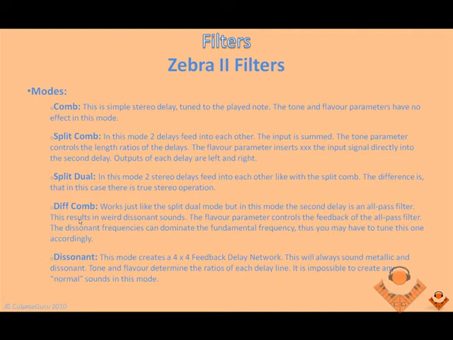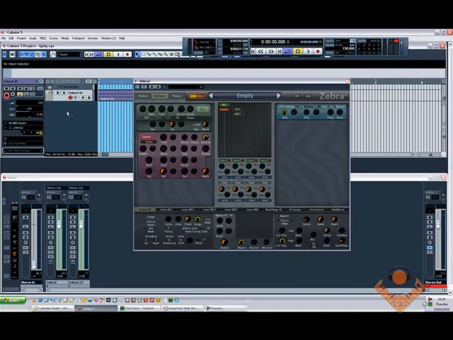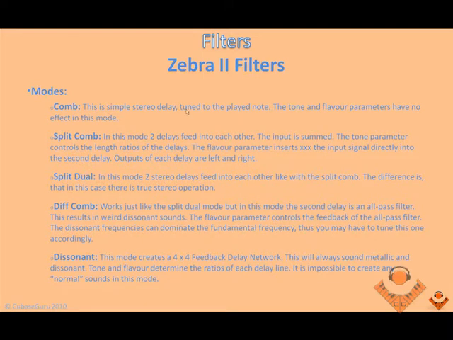Okay, the modes. I'll show you the modes. Okay, here's the mode section here. Home, this is a simple stereo delay tuned to the played note. The tone and flavour parameters have no effect in this mode, which we just listened to. Split comb. In this mode, two delays feed into each other. The input is then summed together. The tone parameter controls the length ratios of the delays. The flavour parameter inserts X, the input signal, directly into the second delay. Outputs of each delay are left and right.